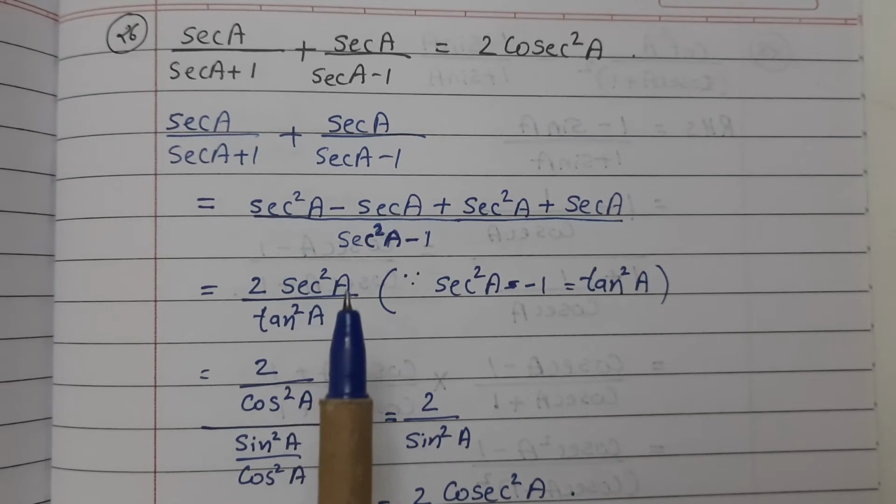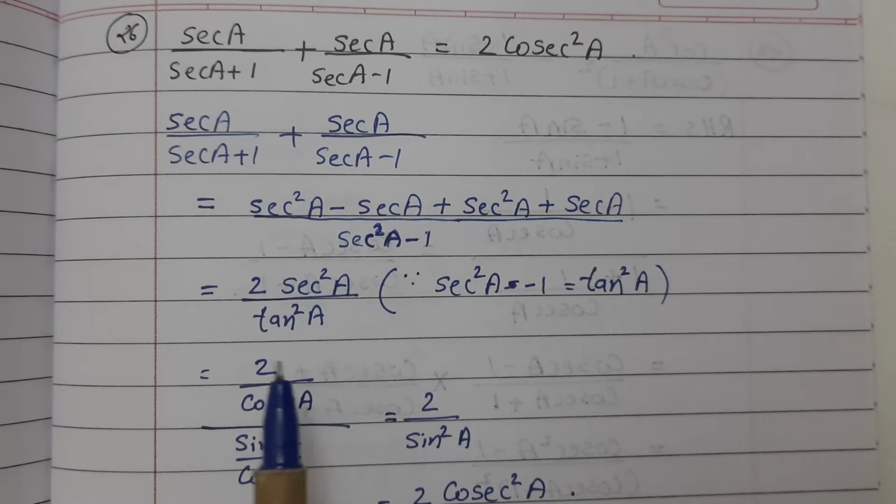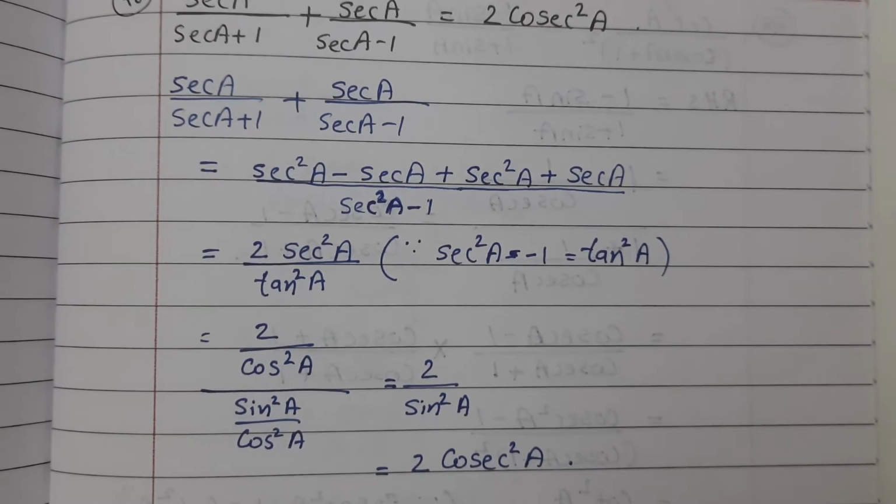Sec square A is 1 upon cos square A. So 2 upon cos square A. Tan square A is sin square A upon cos square A. Cos square A cancel each other. Remains 2 upon sin square A. 1 upon sin square A is cosec square A, equal to right hand side.